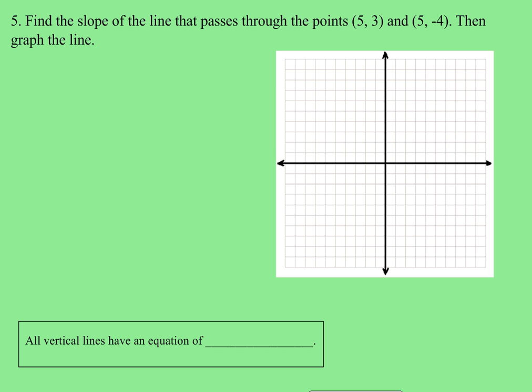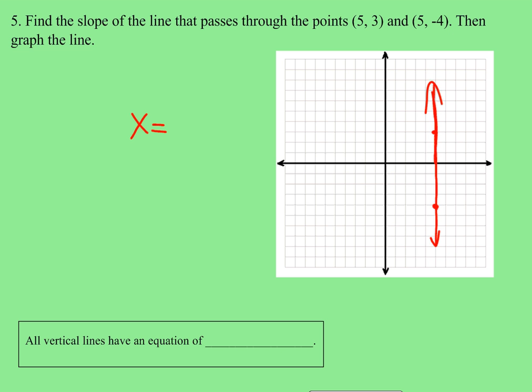For number 5, you have 5, 3, and you have 5, negative 4. So if I go to 5, 3, I go to 5, negative 4. Hey, look at this. Well, it makes sense. I had horizontal before. I got vertical now. So now if I look at this and go, well, what am I doing here? Well, here's where the flip part of it is. The one before it was y equals something.